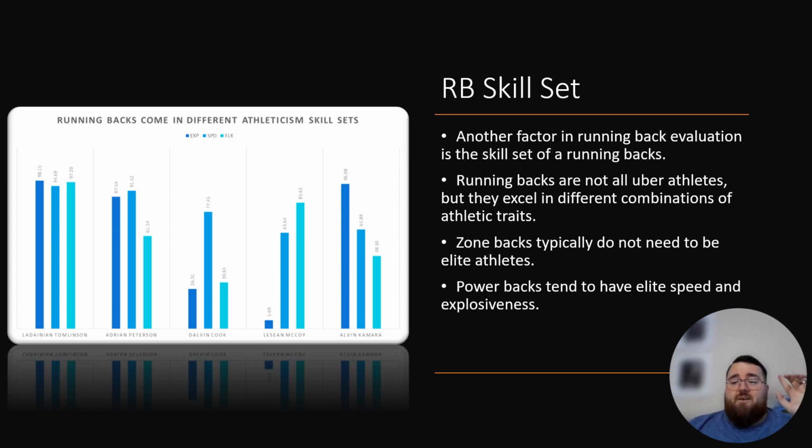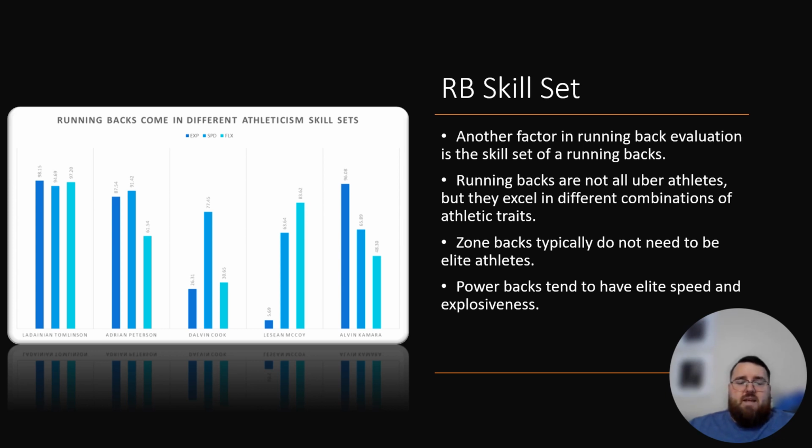But running backs that are not uber athletes, but excel in different combinations of athletic traits is a real thing. So just because a running back has a 90 plus percentile explosive score and speed score and flexibility score, you don't need that to be a running back. You don't have to be a 90 plus percentile speed guy to be an elite running back at the NFL level. You don't have to be an elite explosive lower body strength score guy or short shuttle three cone guy to be a great running back at the NFL level. You just need to have some elite combination of traits in terms of your athleticism testing to do that.